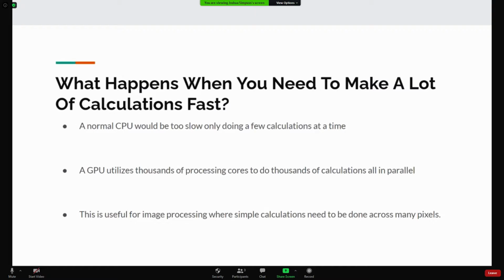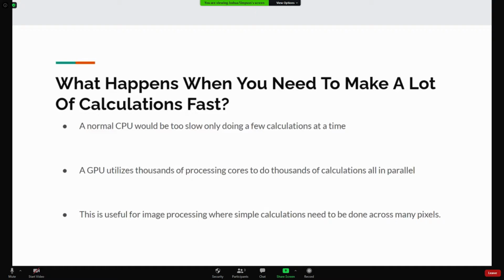So imagine that you need to do a ton of calculations really fast. A regular CPU or processor that you might have seen in CPE 233 or in your laptop or computer does things kind of one at a time usually. And so there are certain situations where you would need to do things much faster.